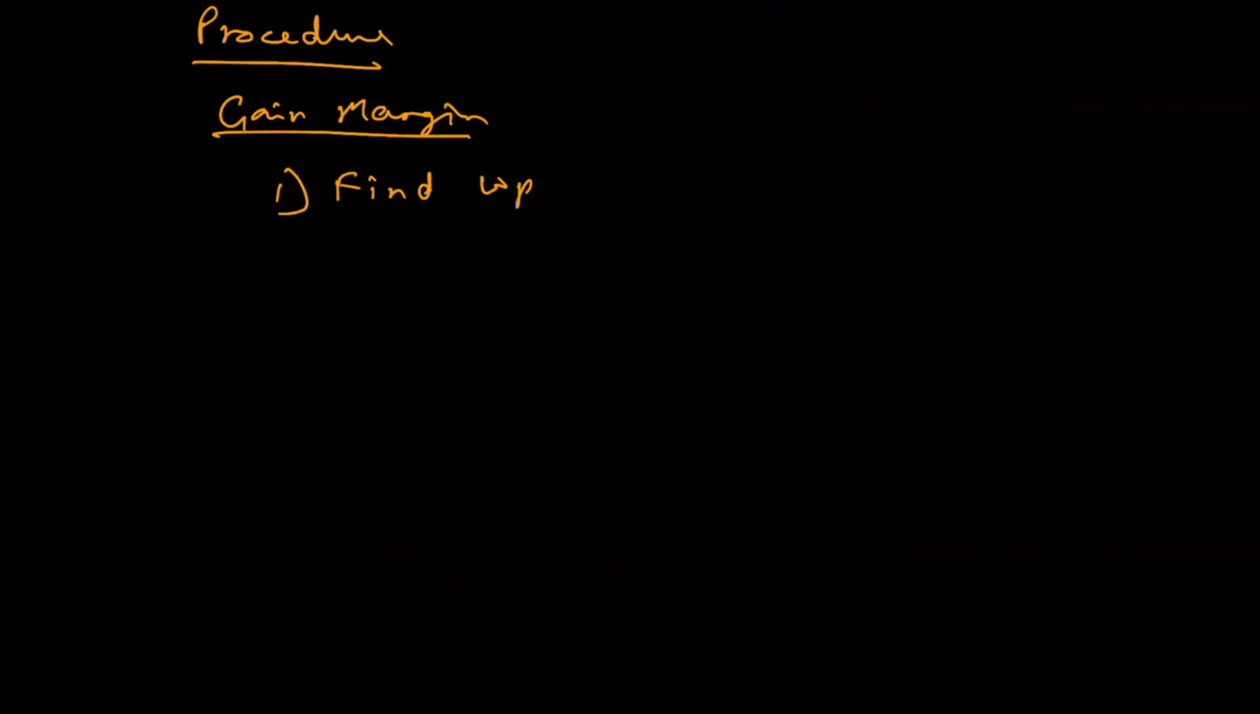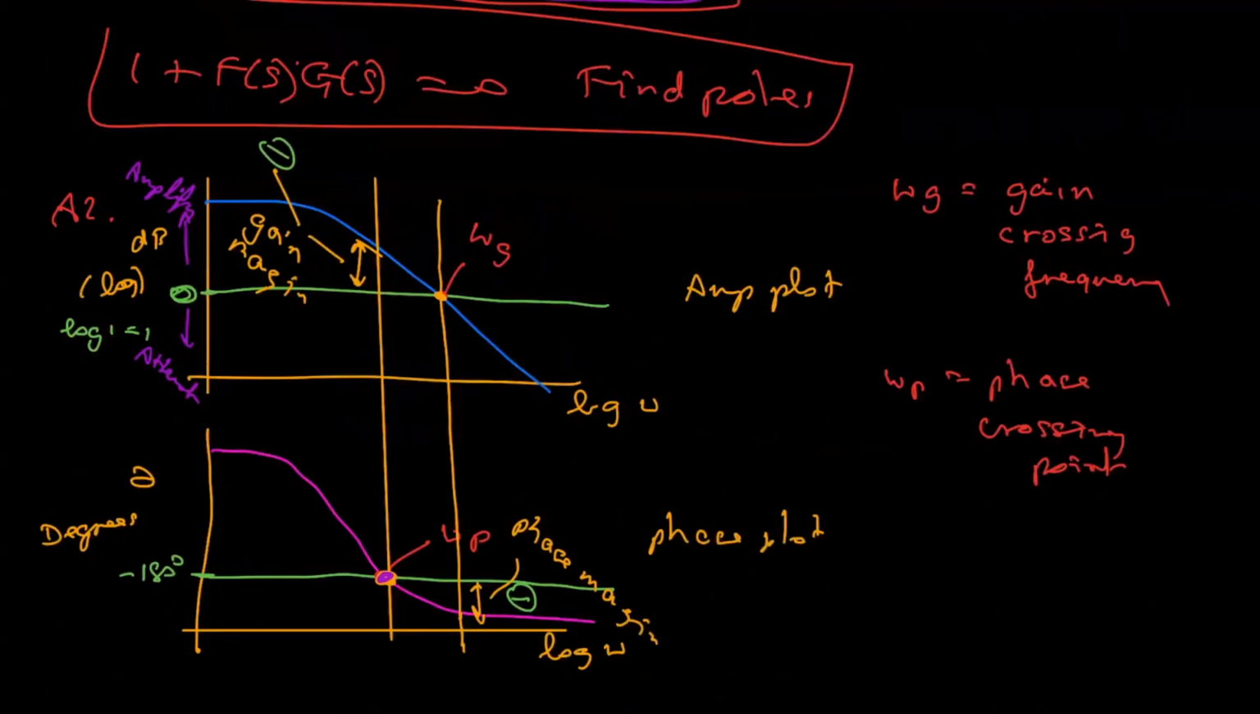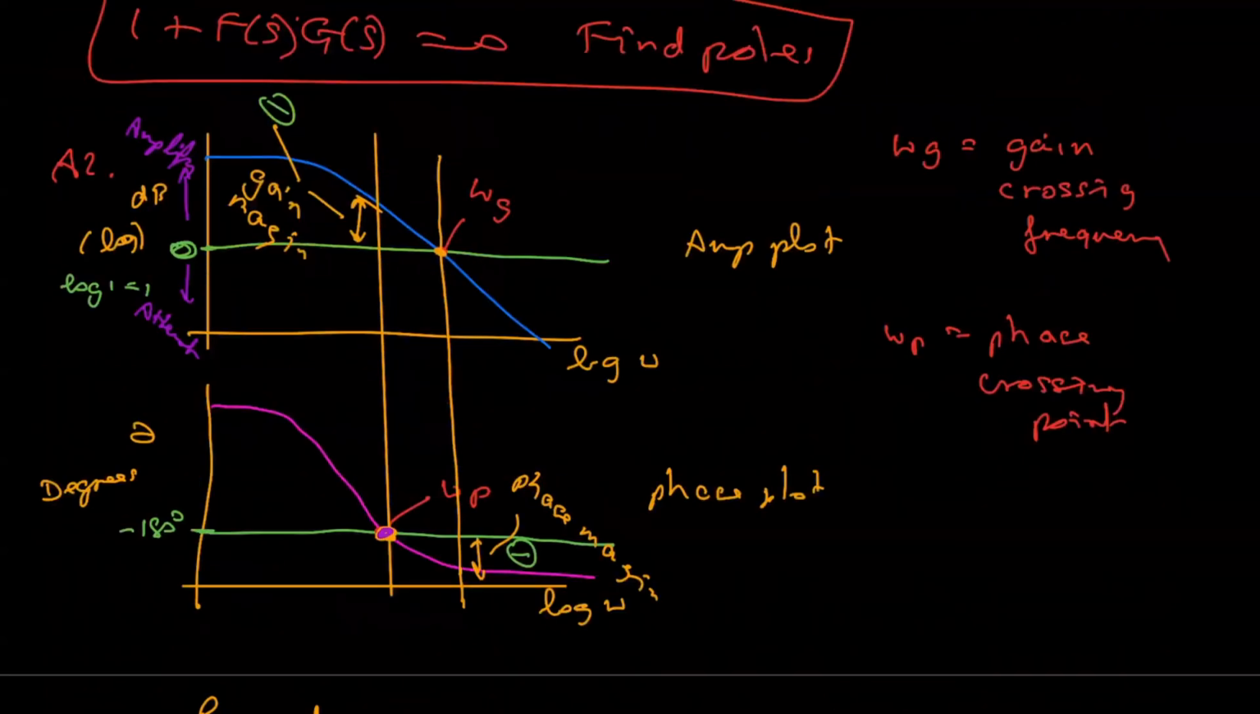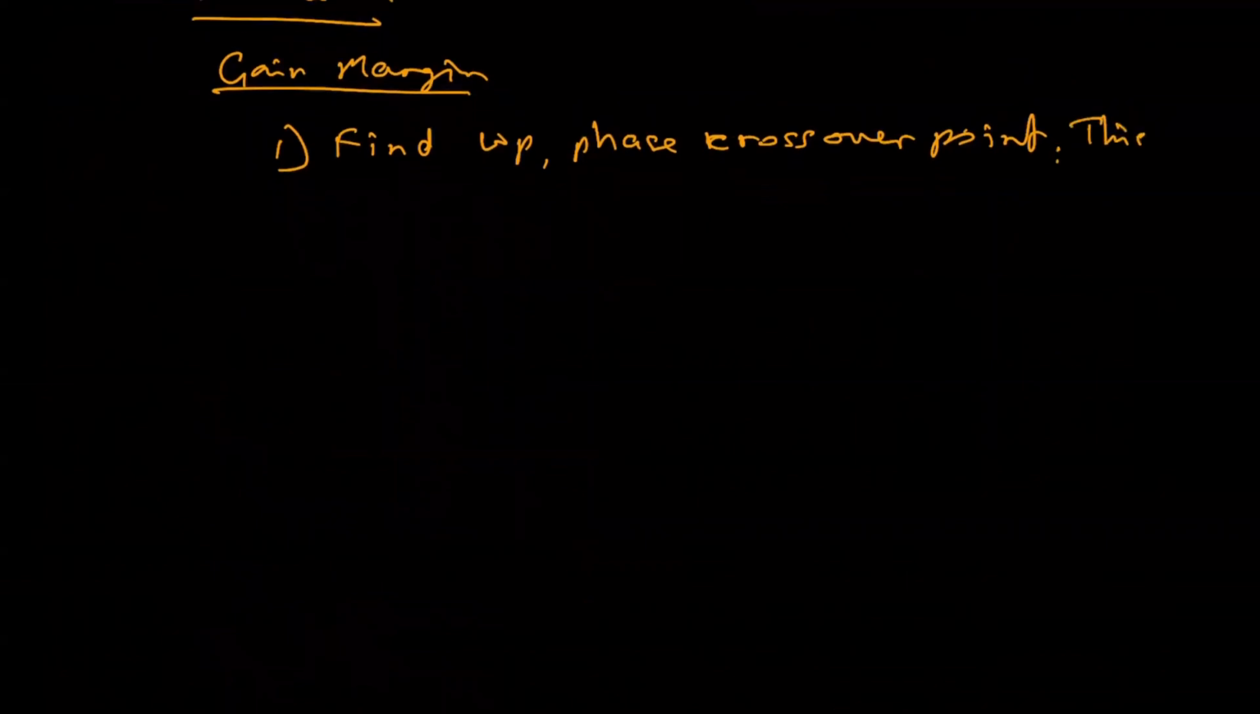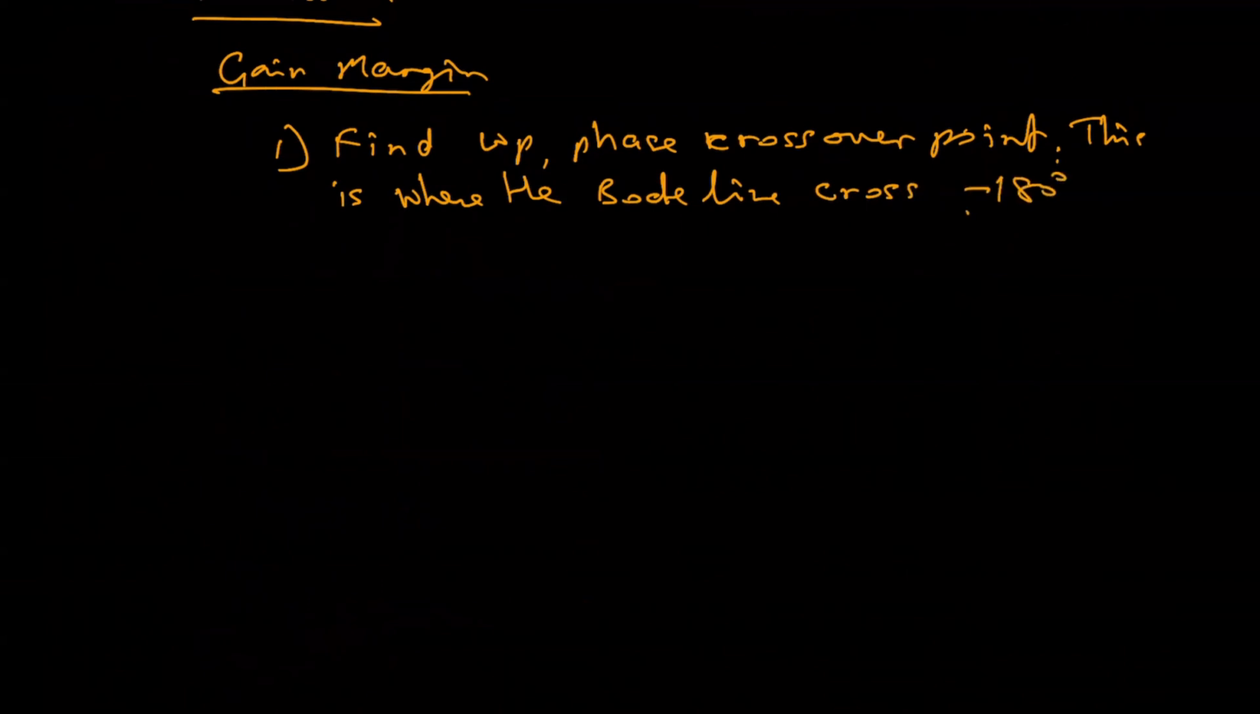Otherwise known as the phase crossover point. I called it the phase crossing point earlier, but I'll call it here the phase crossover point. So this is where the phase Bode line crosses minus 180 degrees. Okay, that's the magic number.